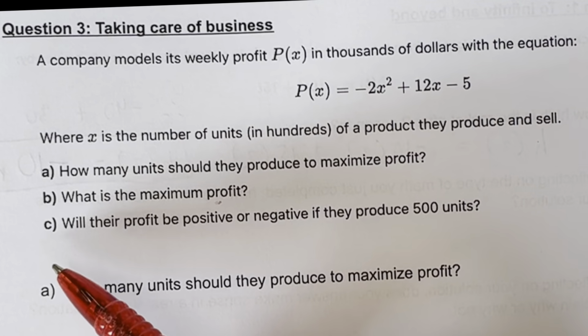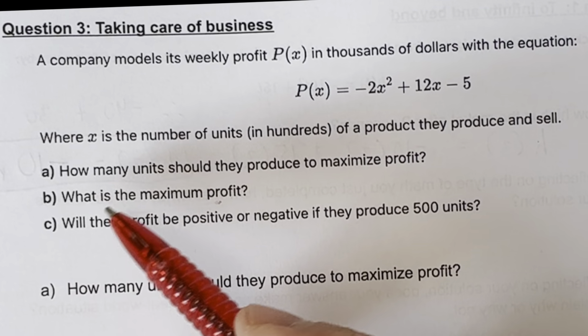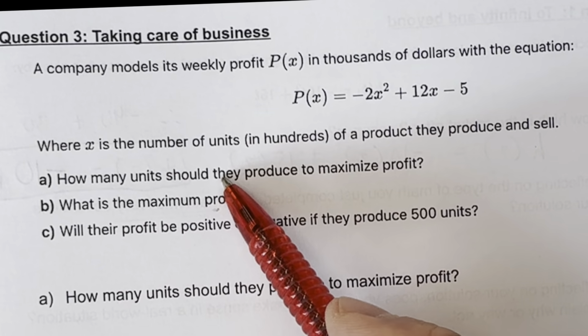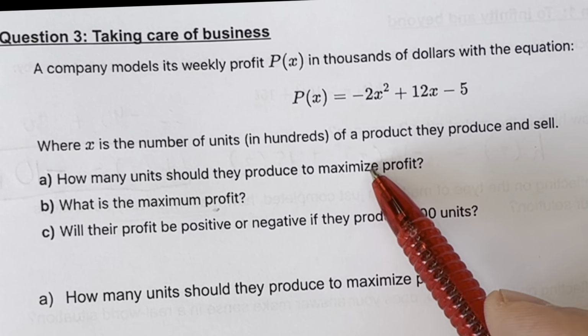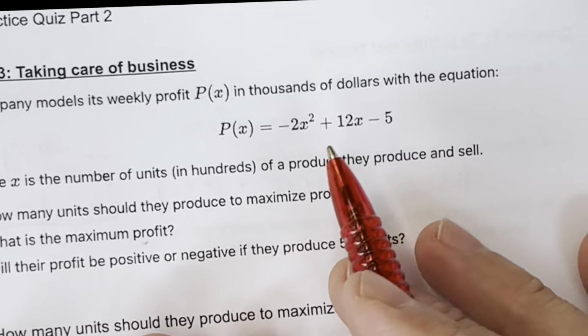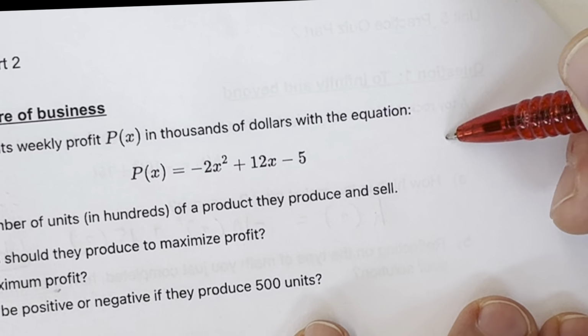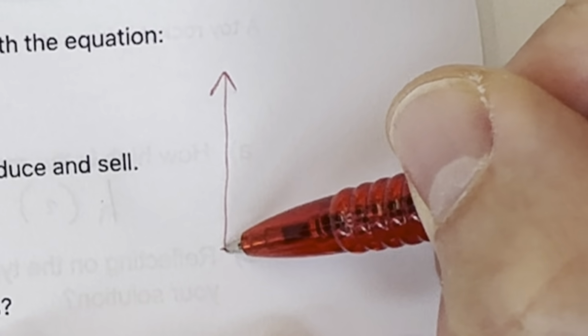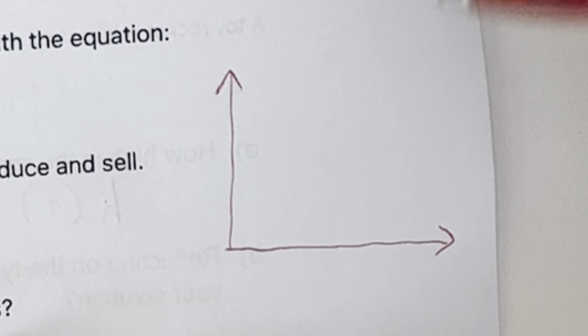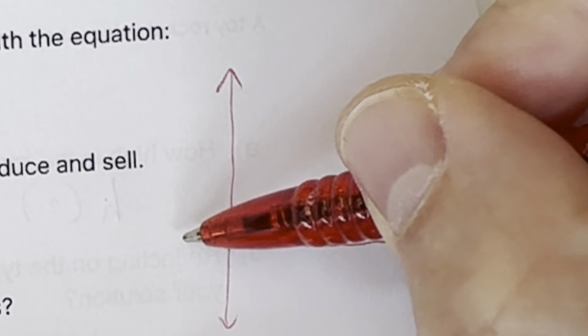So that's the whole idea. Now looking at this, we're gonna look at what they make and how much money they make. So it says, how many units should they sell to maximize the profit? Again, I think this would really help us to draw a little sketch to understand what's going on. And actually, this one's kind of interesting.